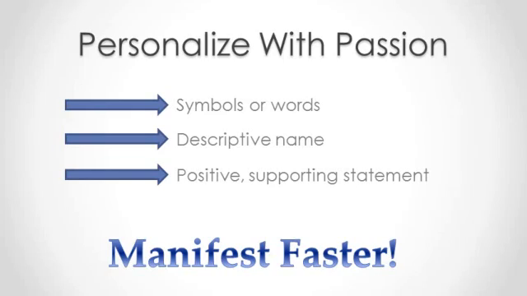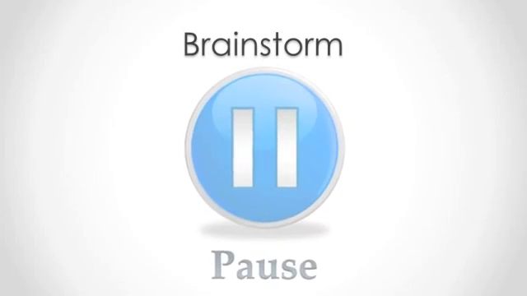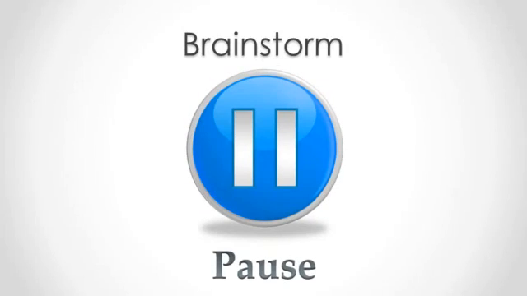This should be fun. You may find that for one of your manifesting magnets, you use symbols, while with another, you use a positive supporting statement. And with another, you might simply use the original name you came up with. It's all perfect. There's no wrong way to do this as long as it comes from something you're passionately connected to. So take a minute to brainstorm on that separate piece of paper where you wrote the names of your manifestation magnets so you can discover what works for you.